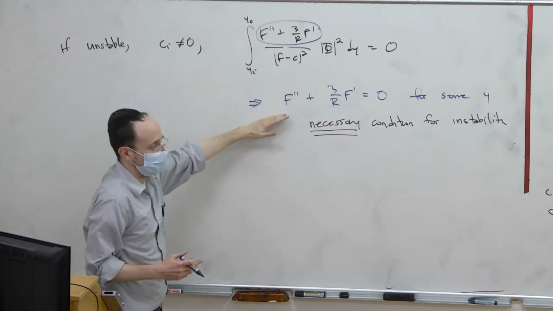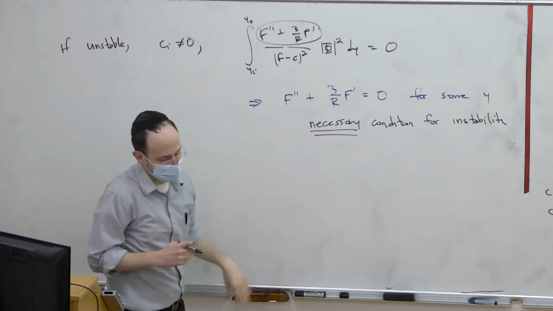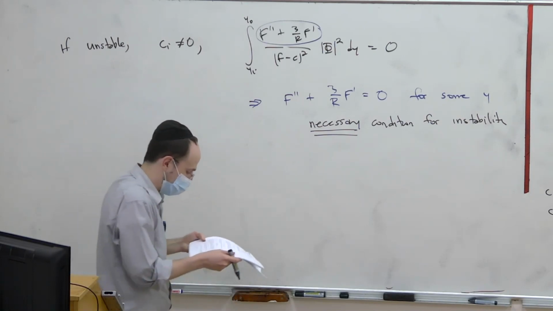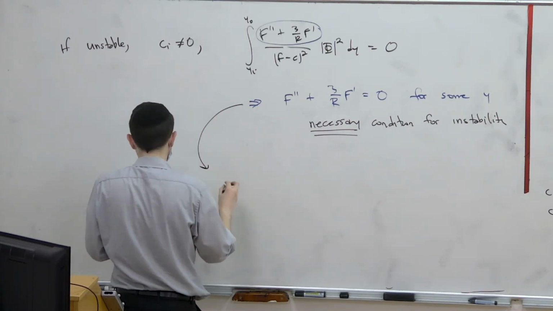But in reality, we like to think about things in terms of u. That's the actual velocity profile. So let's just rewrite this condition. Now that we've got it, let's rewrite the condition back in terms of u.